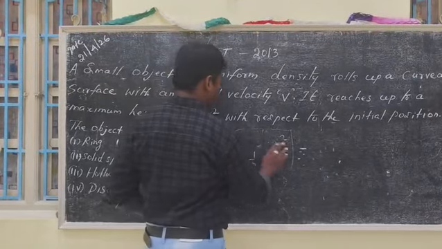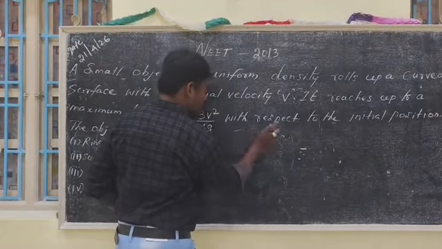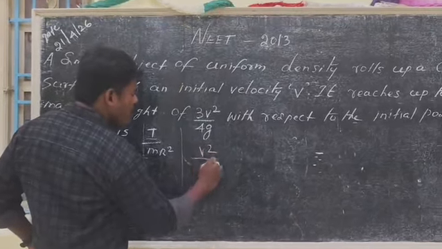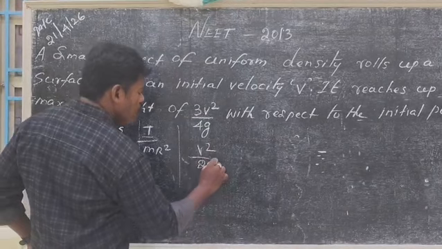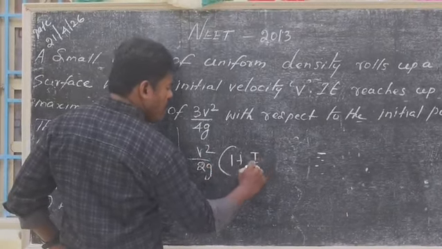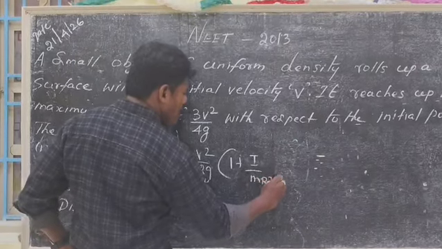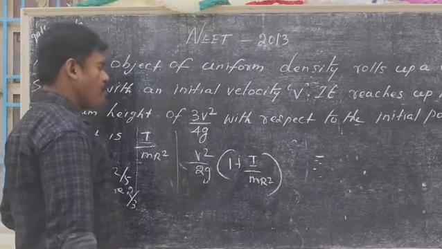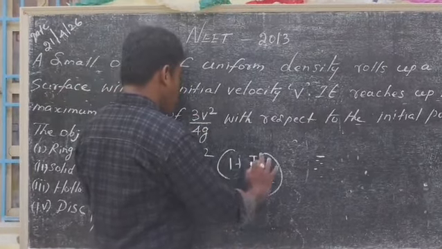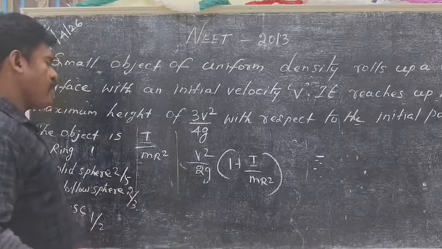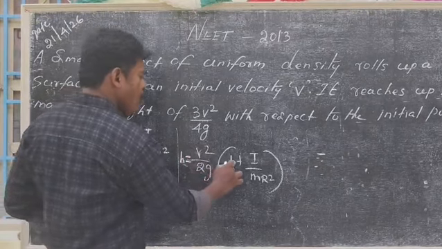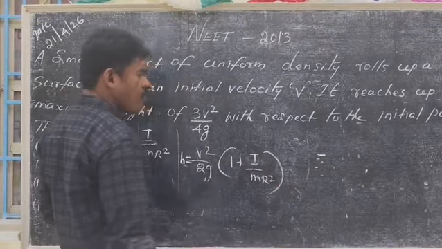See, what's the formula? v squared by 2g times 1 plus I by m r squared. This is the condition for the rolling object. When the object is rolling, this is the formula to find the height. So h is equal to v squared by 2g times 1 plus I divided by m r square.